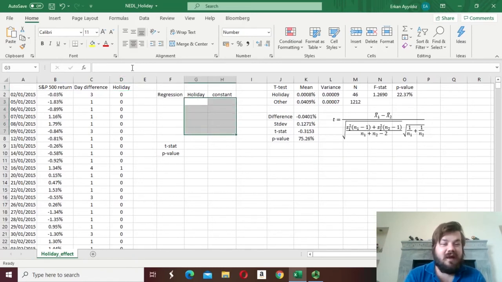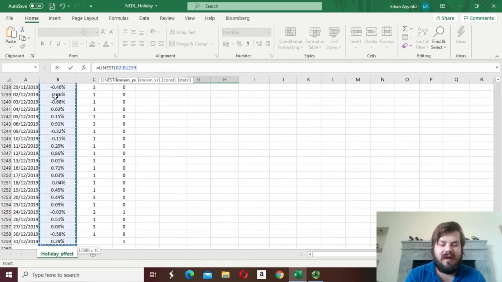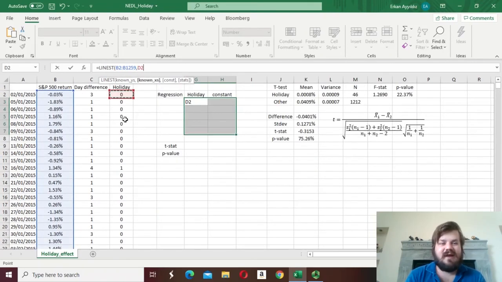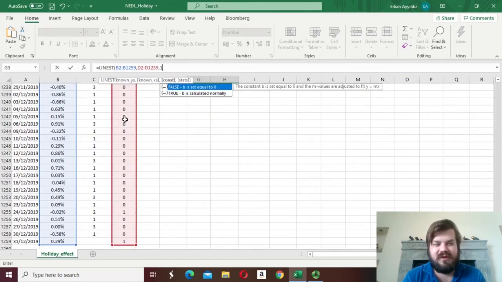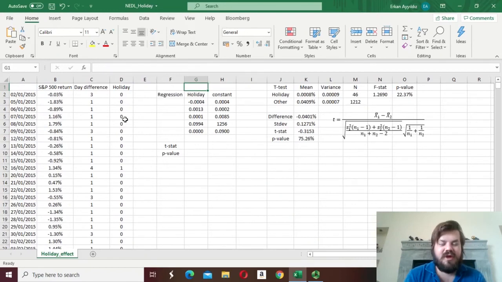We need to select a 2x5 array, as we've got one explanatory variable, the holiday dummy, and the constant. Apply the LINEST function, select the S&P 500 returns as our y's, as our dependent variable, and select the holiday dummy as our x, as our independent variable. Input 1, as we want the constant to be reported, and input 1, as we want the additional statistics reported. And then we can press Shift-Control-Enter and get the regression output. Note that those two numbers, the estimator of the coefficient on the dummy variable and the standard error, if we convert them into percentages, would be exactly the same as the ones we have obtained from the equal variance t-test.